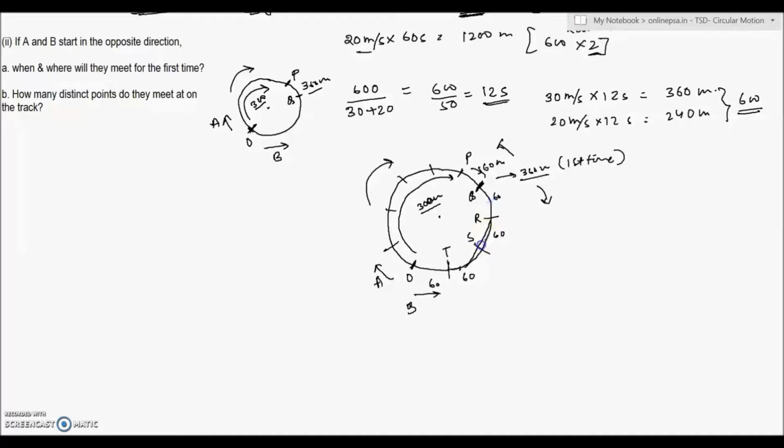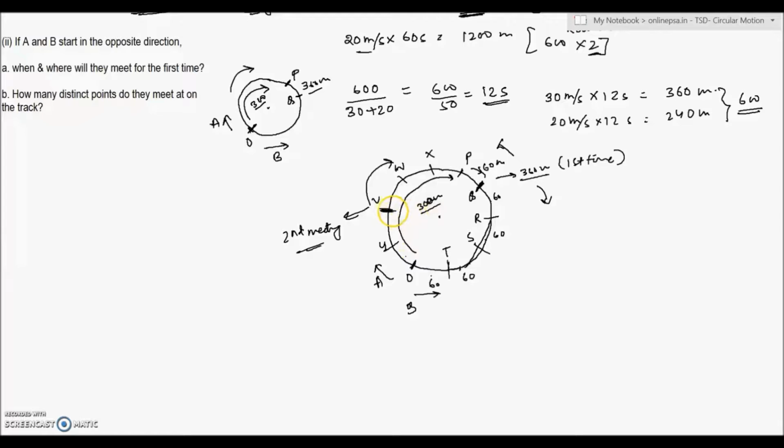60, 60, 60, 60, 4, 5 and 6. So they will meet here. They will meet at this point. Let us name it V. V is their second meeting point.